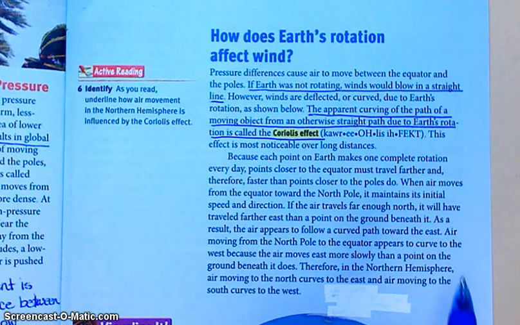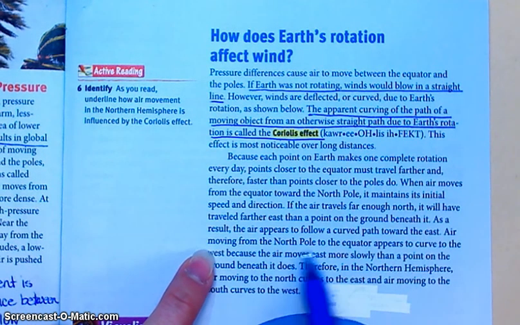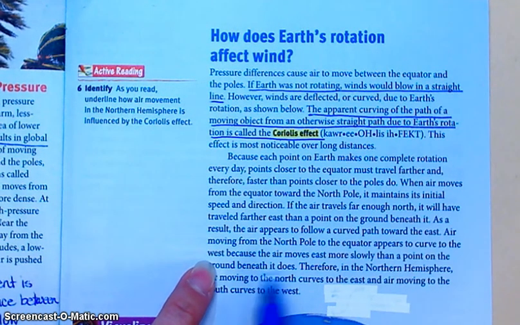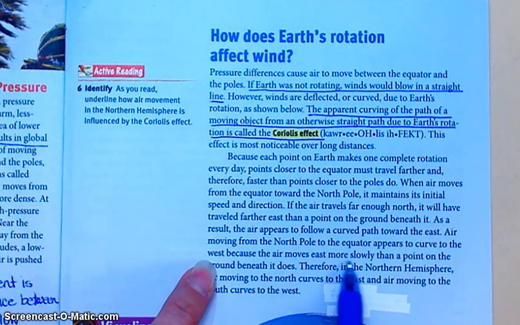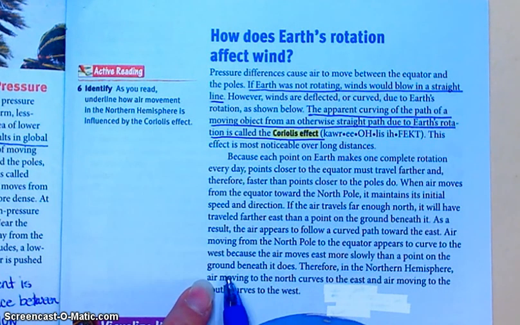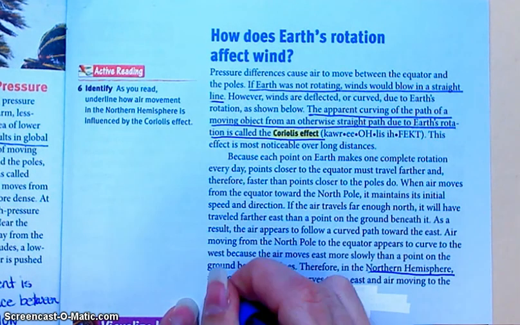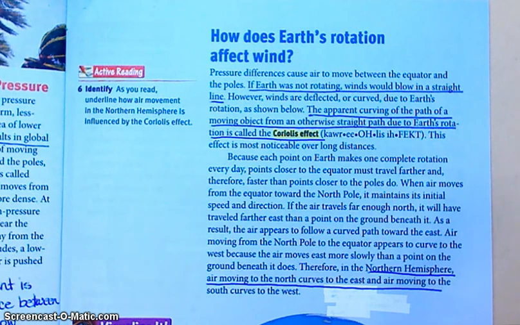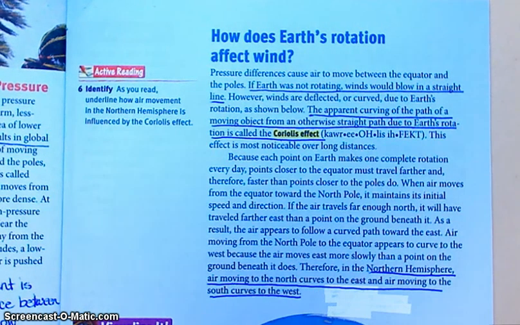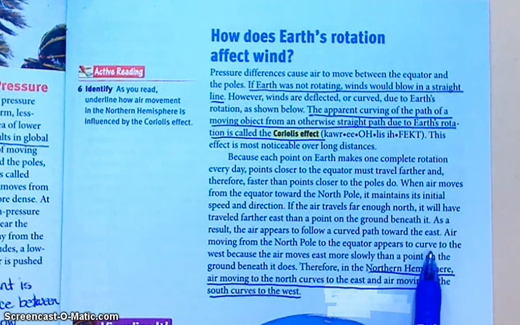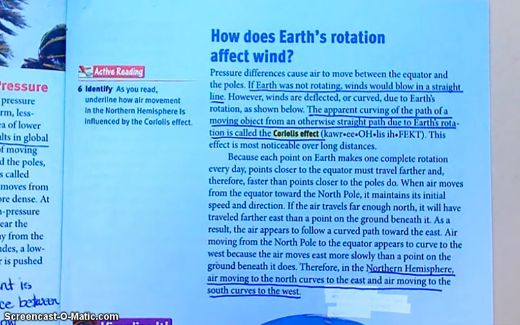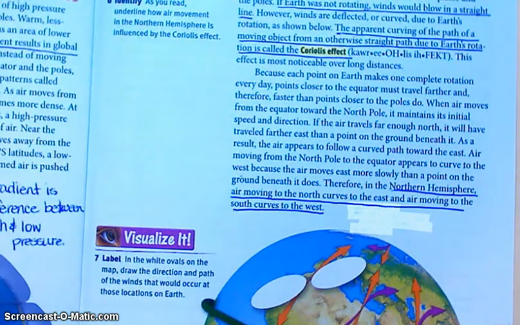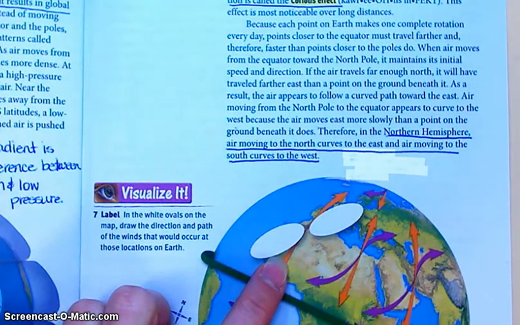Air moving from the North Pole to the equator appears to curve to the west because the air moves east more slowly than a point on the ground beneath it. For the northern hemisphere, air moving to the north curves to the east, and air moving south curves to the west. It says air moving from the North Pole to the equator, that would be moving south, curves to the west. And then it wants you down here to put some arrows in.